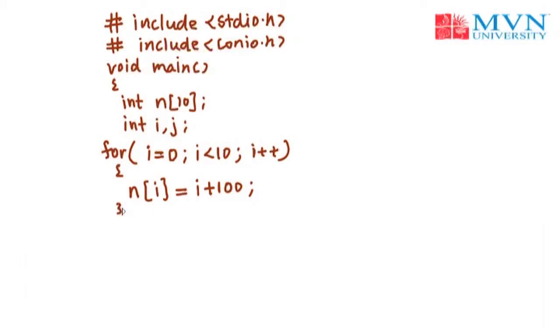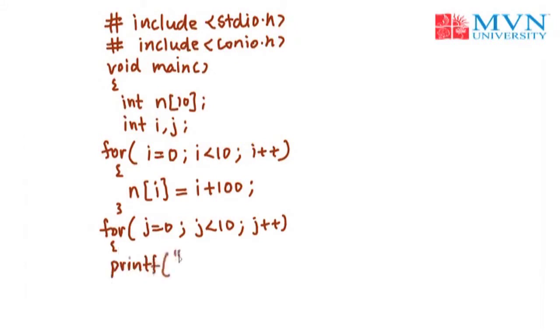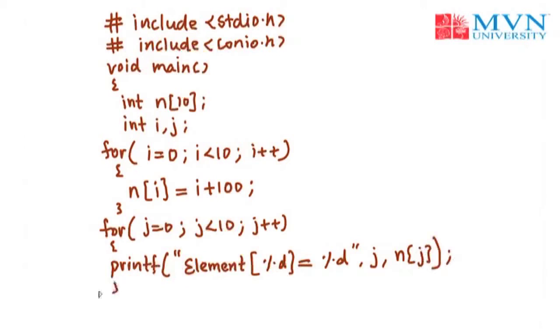and for printing the array elements, again use the for loop with the variable j equal to 0. The condition is j less than 10, j plus plus. Start the for loop, and write the printf statement: element %d is equal to %d, with j and n[j]. Close the for loop and then close the main function.